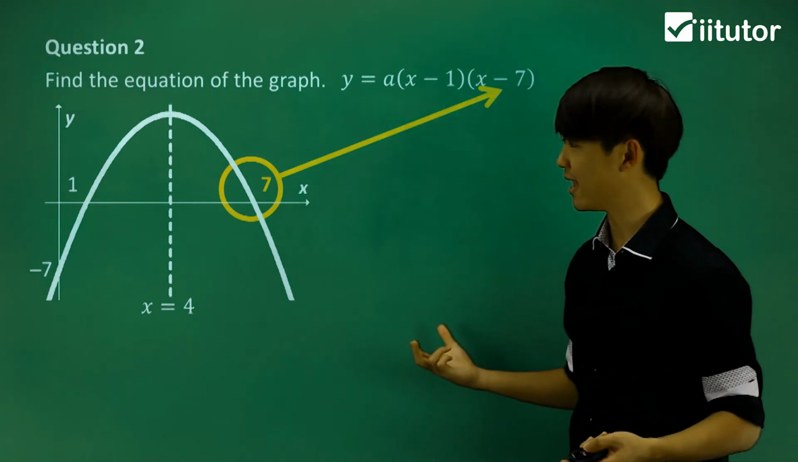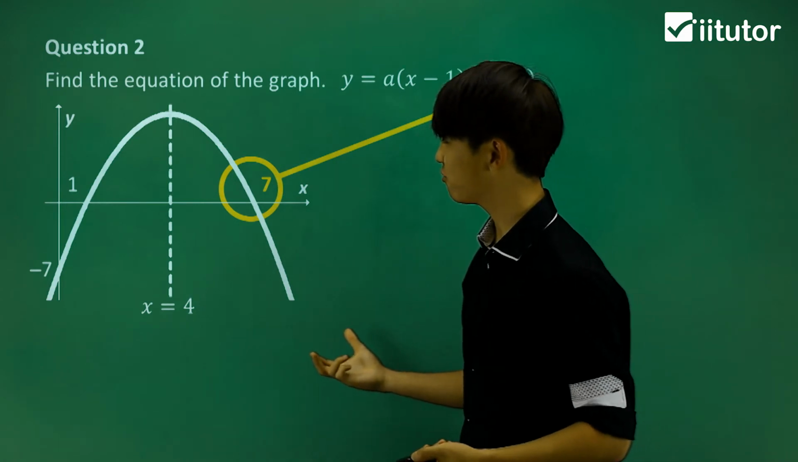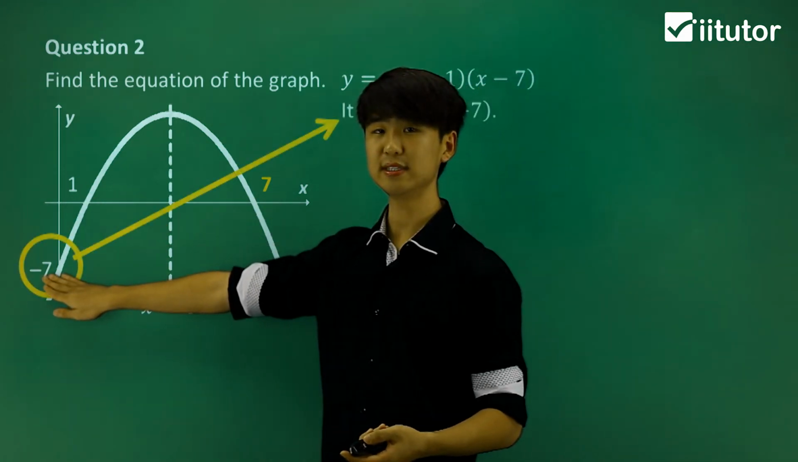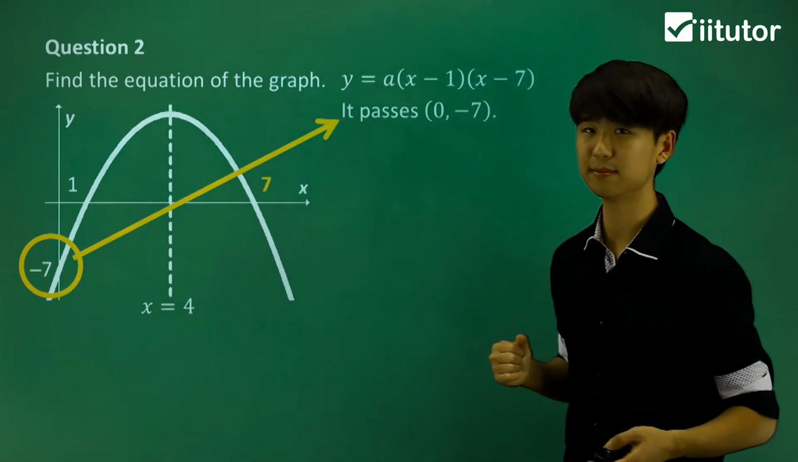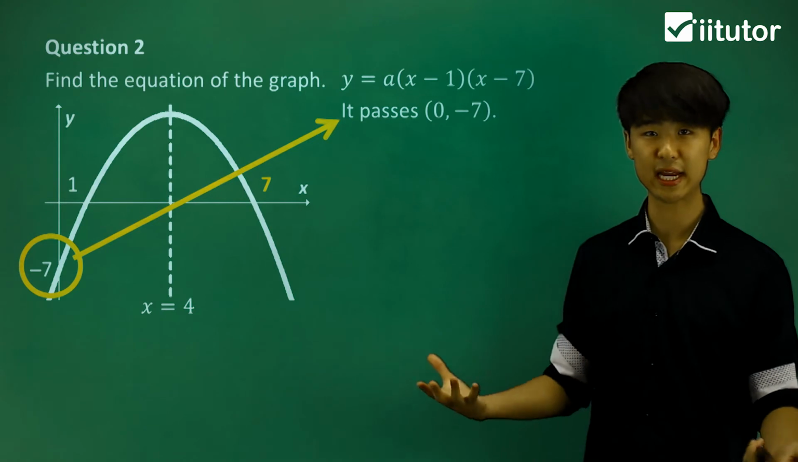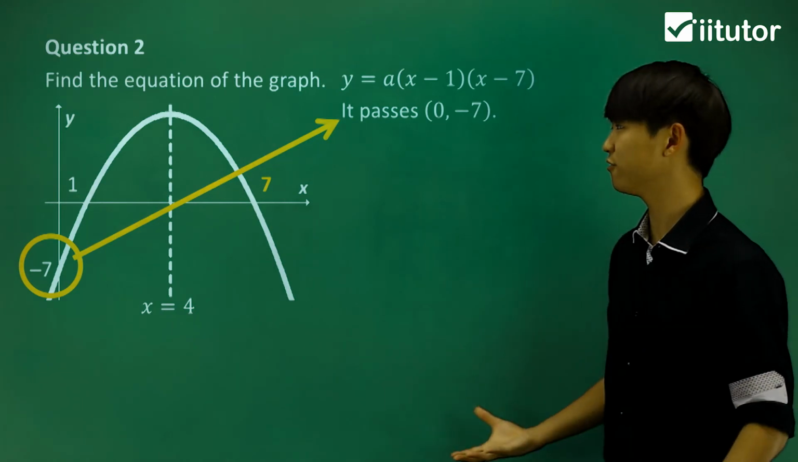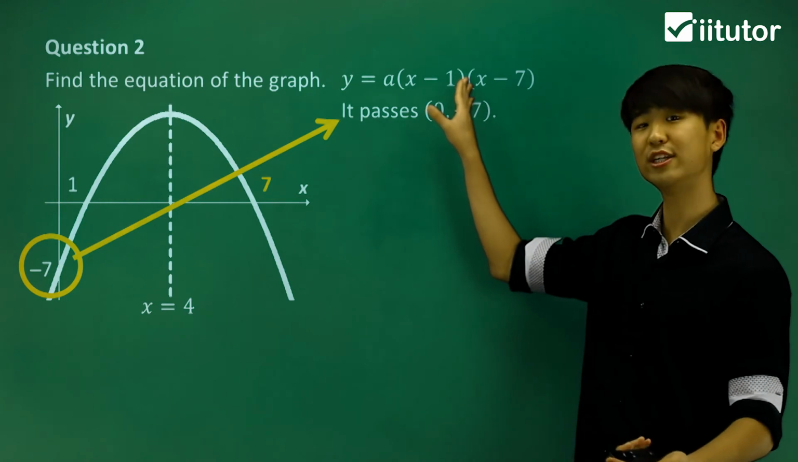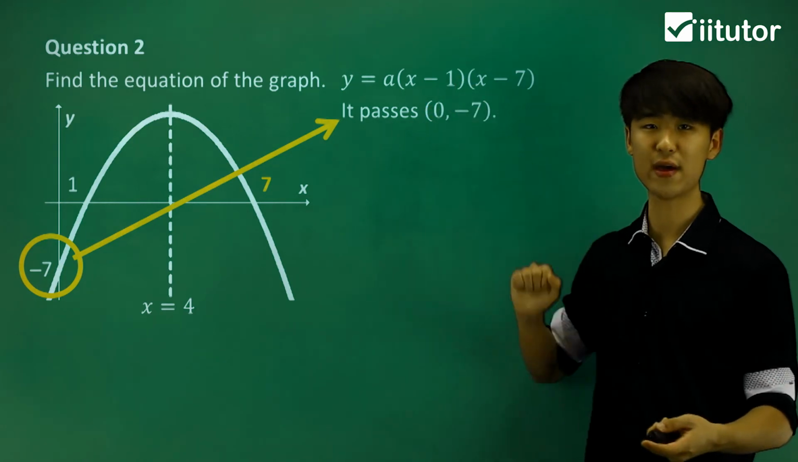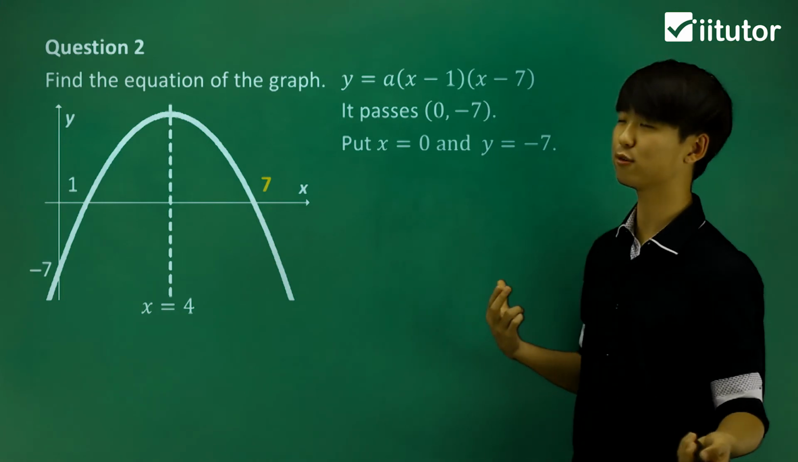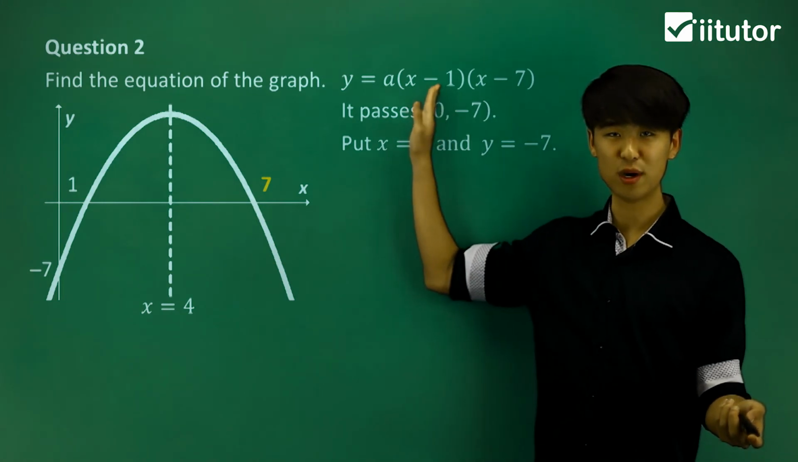To find that a, we know this graph passes through this intercept, which is my y-intercept, which is also just a point. It's just a point 0, -7. If this graph passes through this point, then if I substitute it into my equation, it should work out. So let's try that. Put x equals 0 and y equals -7 into my original equation.